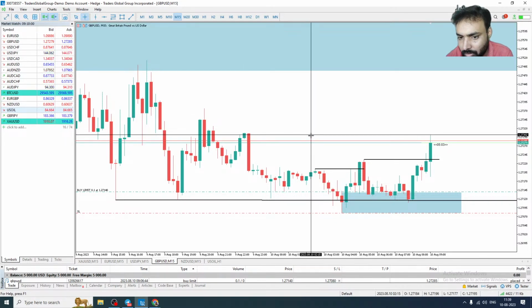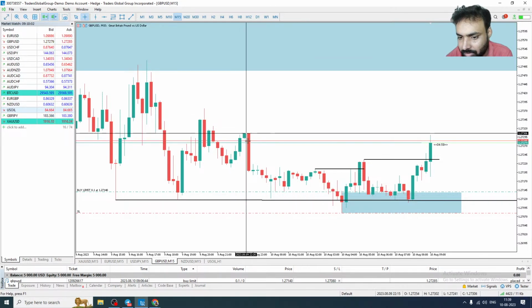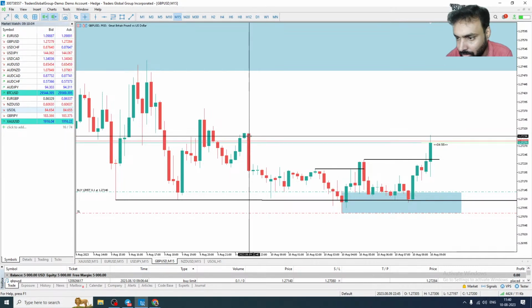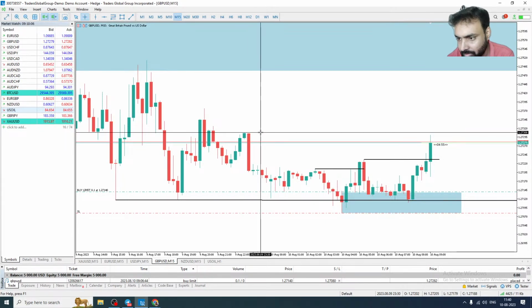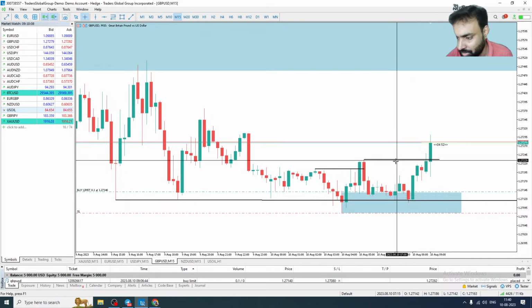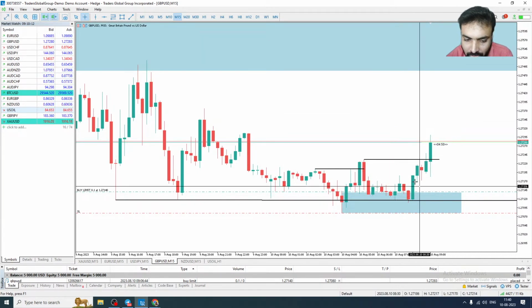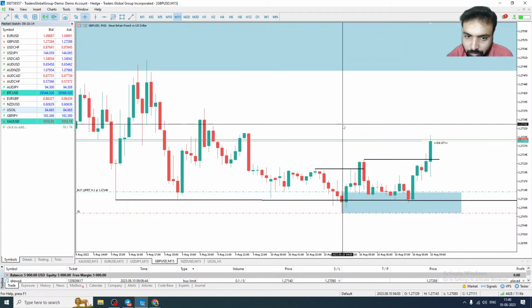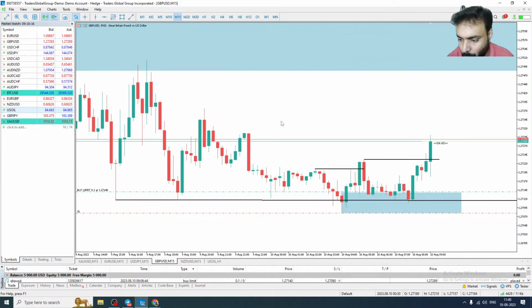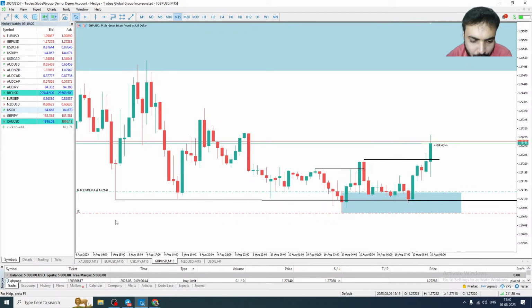This is reacting from this level, this small order block level, right? So some rejection is happening. Now this can be a market opening move. So European sessions are opening, right? So that may be the reason it's pushing up.